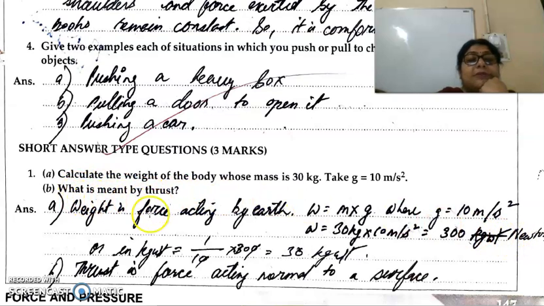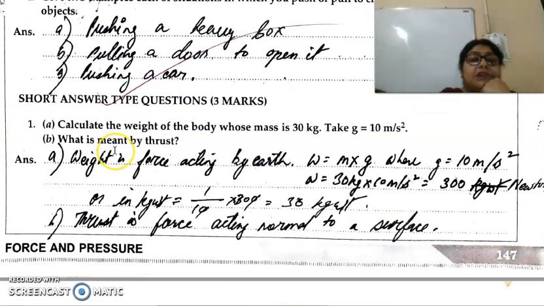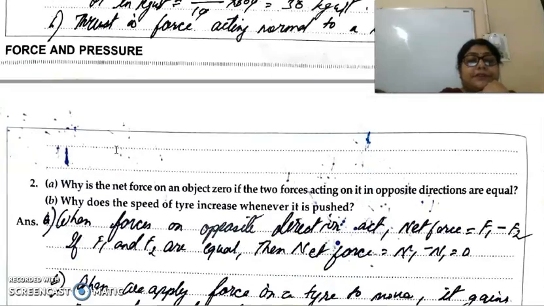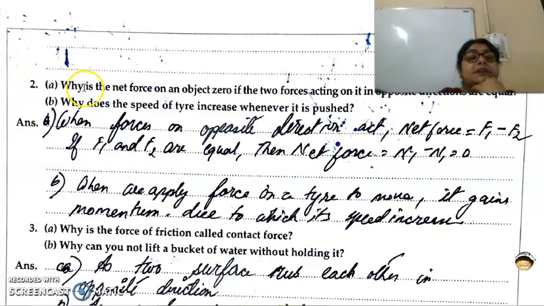What is meant by thrust? Thrust is the force acting normal to the surface. It will act perpendicular to the surface. Then why is the net force on an object 0 if two equal forces act on it in opposite directions? When forces are in opposite directions, the net force will always be F1 minus F2, provided F1 is greater than F2. Now if F1 and F2 are equal, then the net force will be 0.